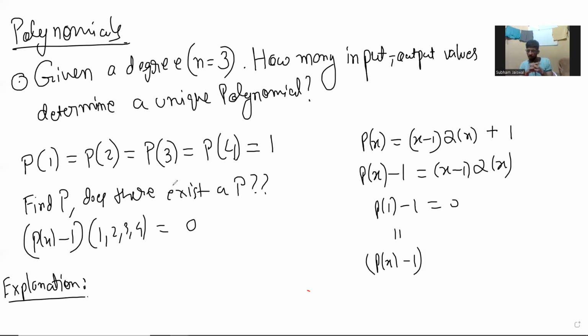If I told you there are 3 zeros, 1, 2, 3, then you can just say it is x minus 1 times x minus 2 times x minus 3 plus some a, which a fourth value would tell you. It would either tell you what the value is, or it would tell you that a doesn't exist and so it's not possible.